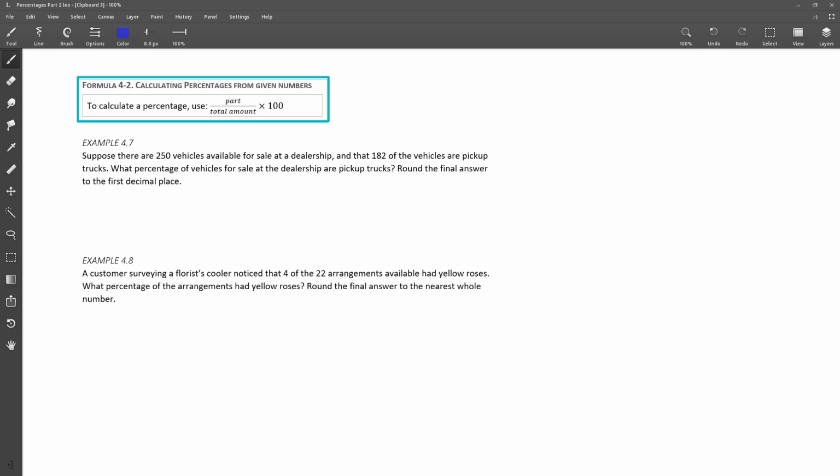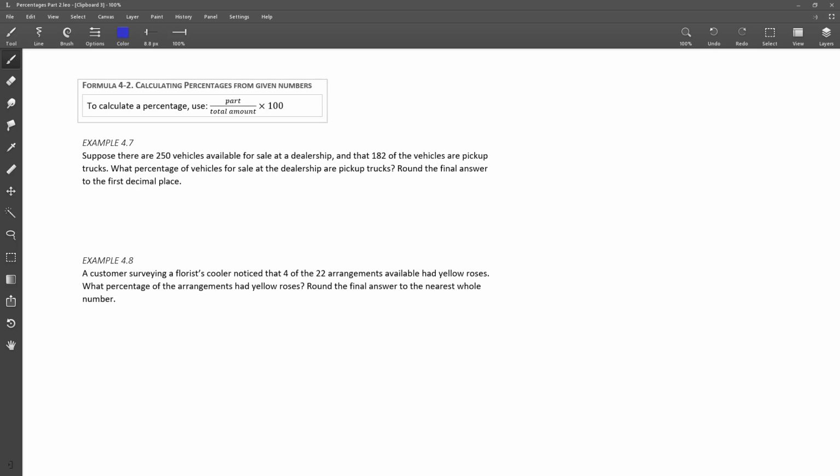So whenever you're calculating a percentage in this fashion, what you're going to have is a total amount of something, and then you're going to have part of that amount. And you're going to be calculating the percentage represented by that part of this total amount. To calculate a percentage, you simply take the fraction that the part represents, which is the part over the total amount, and multiply it by 100.